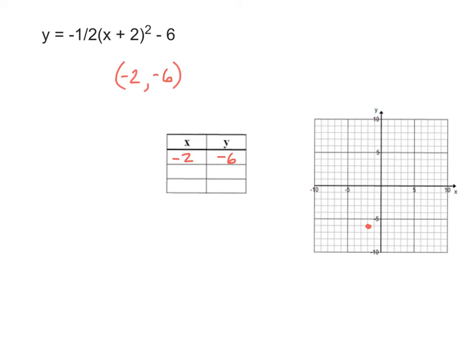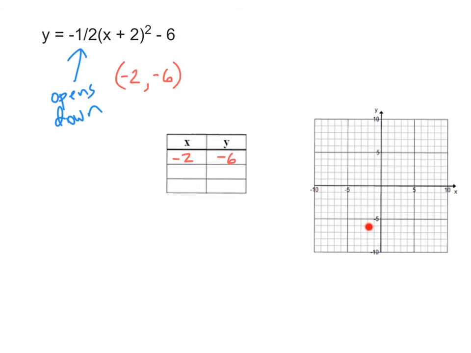And then once again, if you think about the front value, the a value, as being -1/2, the first thing we know is, again, this example opens down. And if it opens down, since this is our vertex right here, it's not going to have any x-intercepts. We could put a 0 in for y and solve, but we would get no real solutions. So we wouldn't be able to find our x-intercepts. So there has to be a different way to graph our parabola.